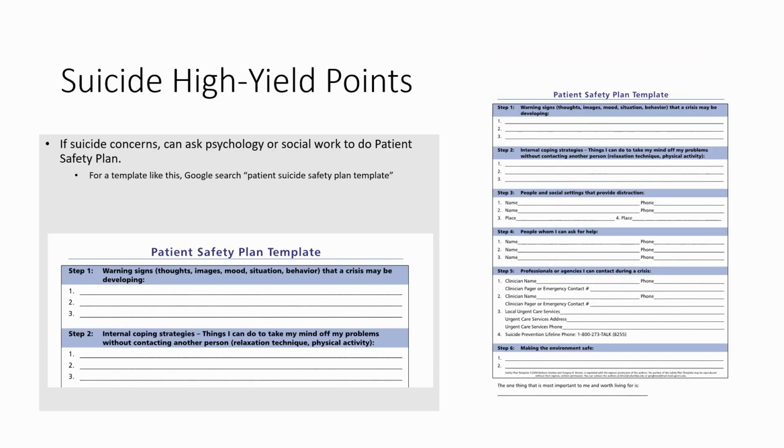A useful tool for addressing suicidality is the patient safety plan. Typically, these are done by psychology or social work. We will not go into detail about a patient safety plan, but in brief, they assist a patient with identification of warning signs prior to going into crisis, utilize strategies to cope with suicidal ideation, provide options for social support, provide resources they can utilize, and give them strategies for making their environment safer.